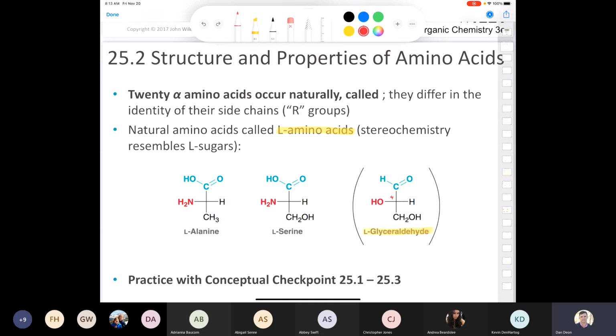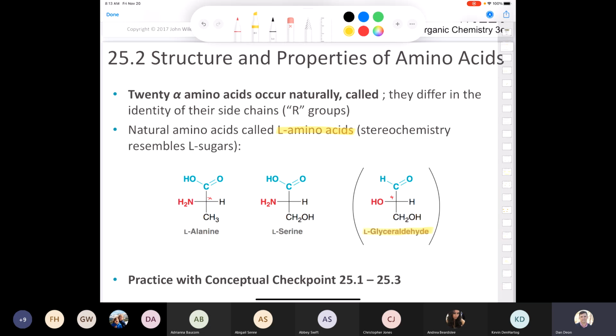If you draw their Fischer projections, there's only one chiral center in most alpha amino acids. Some of them have more than one chiral center. We'll look at examples of that. But the alpha carbon being a chiral center, except for in the case of glycine, the amino group is going to be pointing to the left-hand side. So here are examples of two different amino acids.